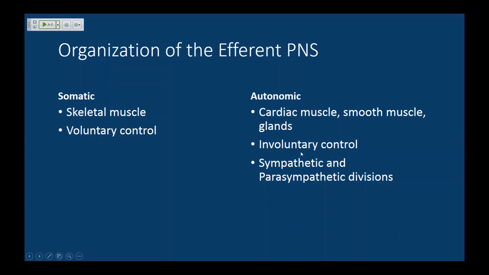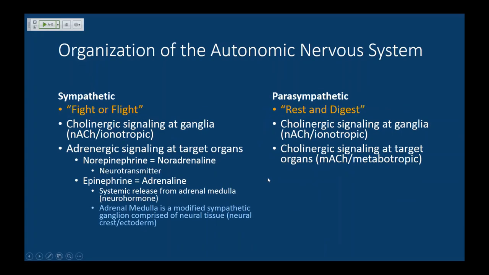The autonomic nervous system can then be further subdivided into the sympathetic and parasympathetic divisions, which are very high yield for the MCAT and annoyingly so because there's various things to memorize. The best way to start with the sympathetic versus parasympathetic is to think about fight or flight versus rest and digest. So sympathetic nervous system, when you're in a life or death situation, you either need to fight or you need to flee and run away. Okay, so that gets you most of the function.